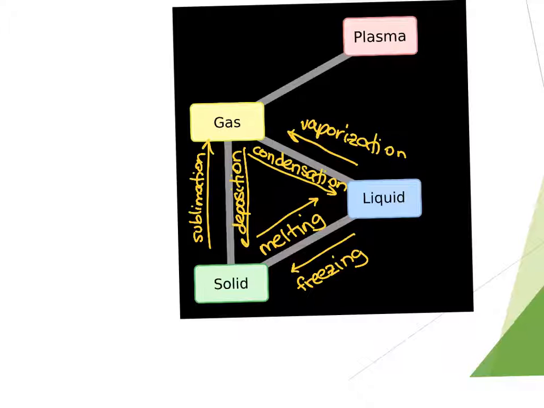Gas to plasma. Ooh, we don't know that. It's ionization. Going from plasma to a gas is called recombination.